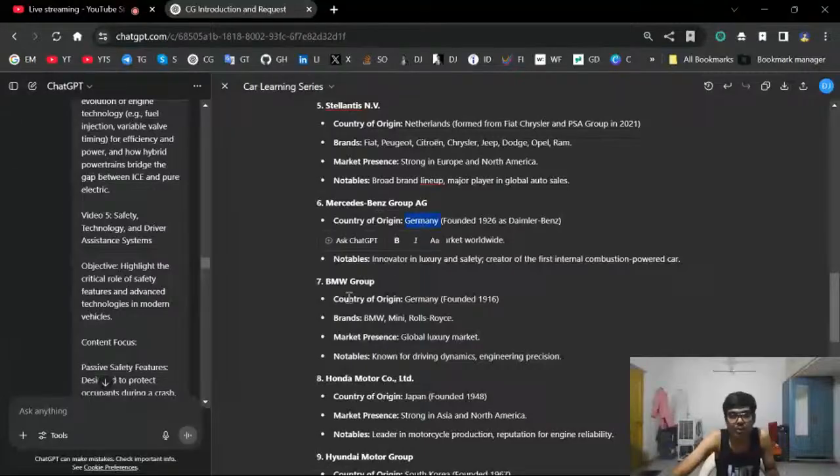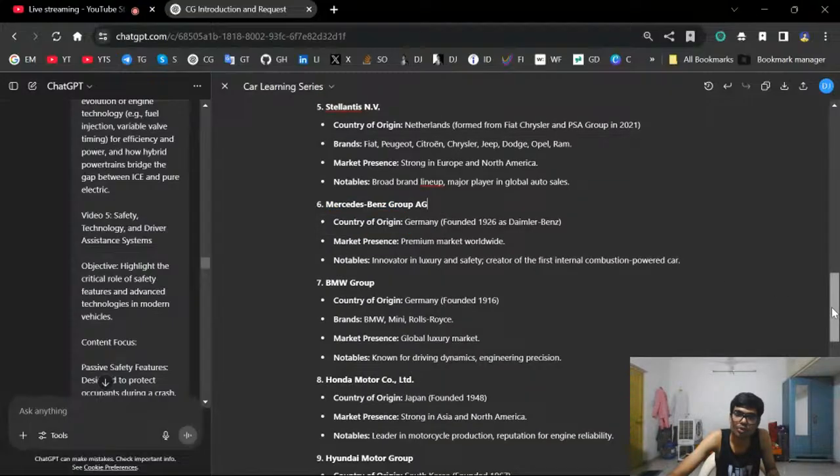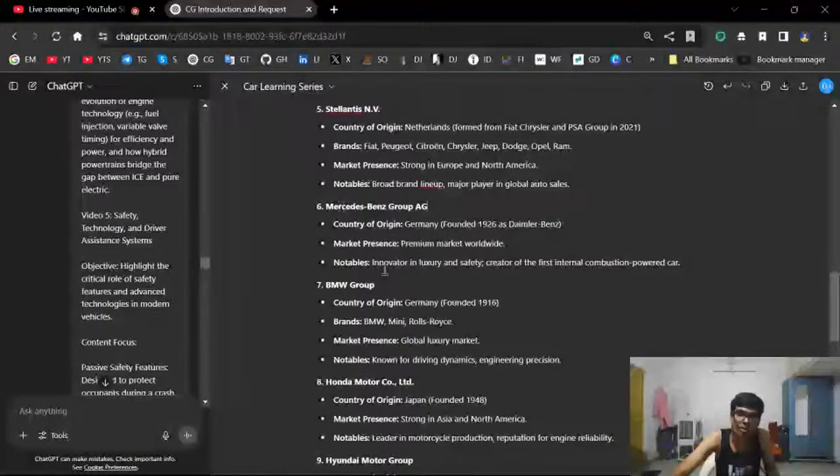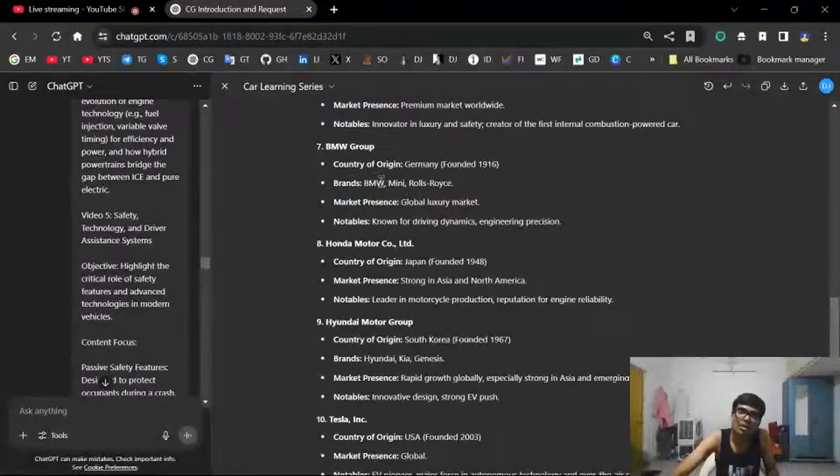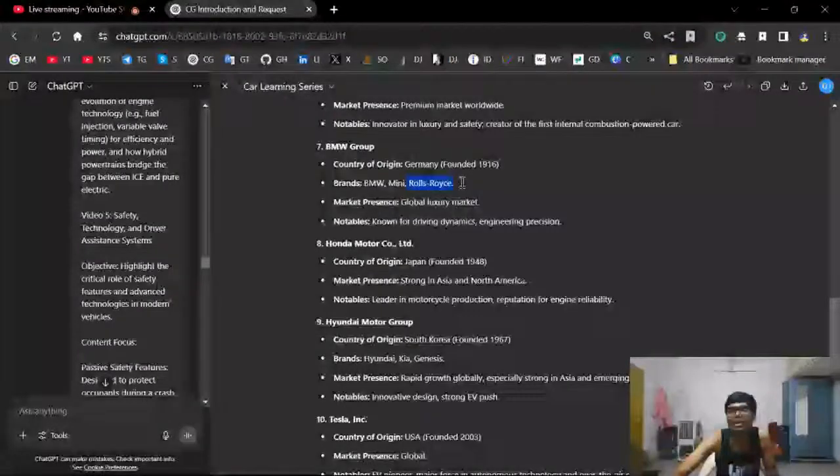Now the Mercedes-Benz Group, Germany is the country of origin, premium market worldwide. As we know, we get very large, costly parts from Mercedes-Benz, an innovator in luxury and creator of the internal combustion powered car. It's the first Mercedes-Benz. Then the BMW Group: BMW, Mini, Rolls-Royce. It's a very great history of Rolls-Royce. Nowadays it comes under the BMW Group.